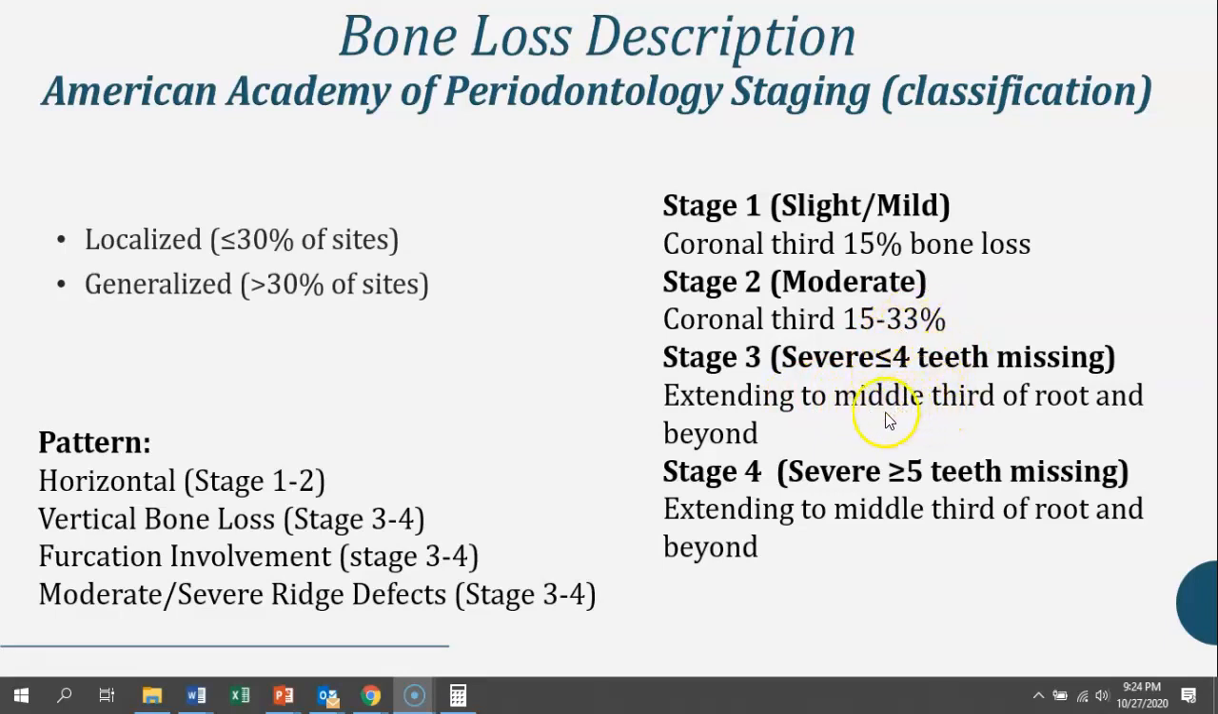So more than 33%, basically, and extending to the middle third. So that's stage three. And then stage four is more than five missing teeth from periodontal disease. Five or more, I should say. And then the bone is also extending to the middle third of the root and beyond.